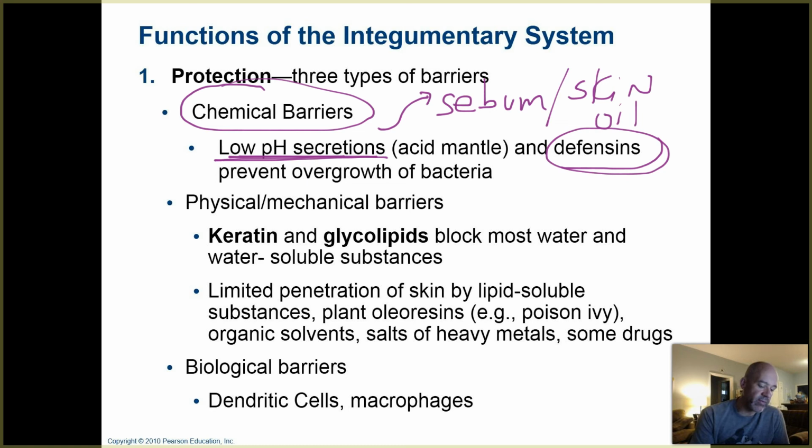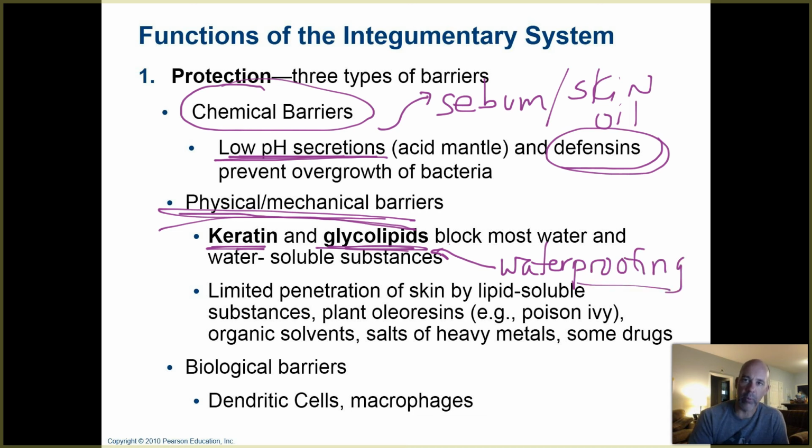All right, then you actually have physical mechanical barriers. So just the structure itself or the properties that those structures have block things from moving in or out of the body. As we've already talked about, those physical and mechanical barriers include the keratin protein fibers that you have in the stratum corneum, and those glycolipids that we talked about that fill in the spaces between all those dead cells that are full of those keratin fibers in the stratum corneum. And lipids are waterproof. They hate water. So the glycolipids provide waterproofing.